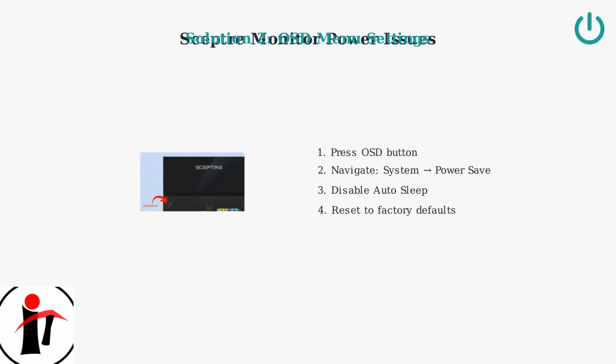Second, access your monitor's OSD menu using the button on the back. Navigate to System, then power save and disable the auto sleep timer or set it to maximum. Also, reset the monitor to factory defaults.